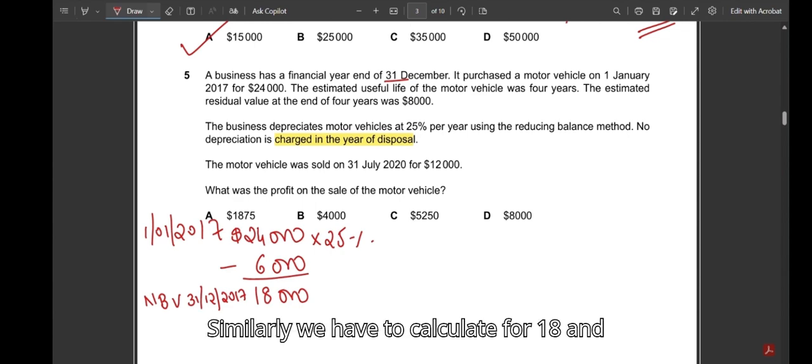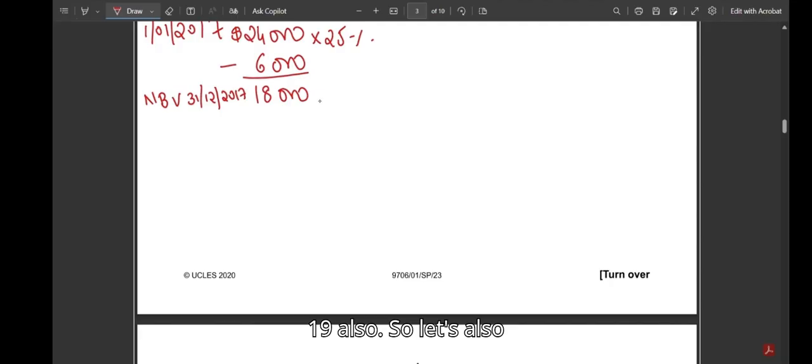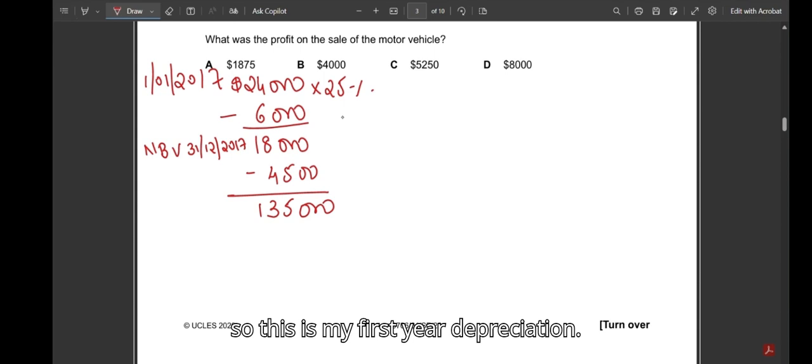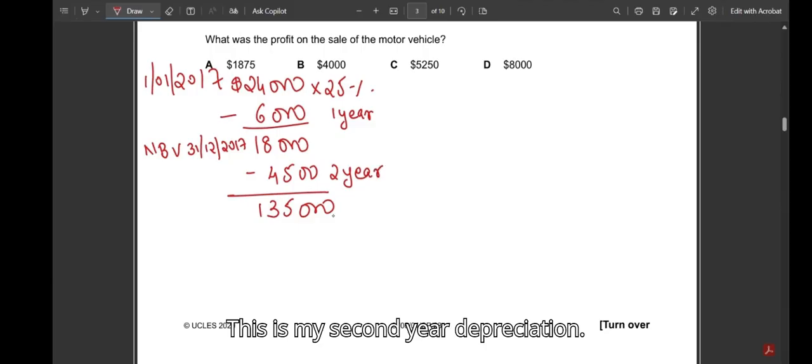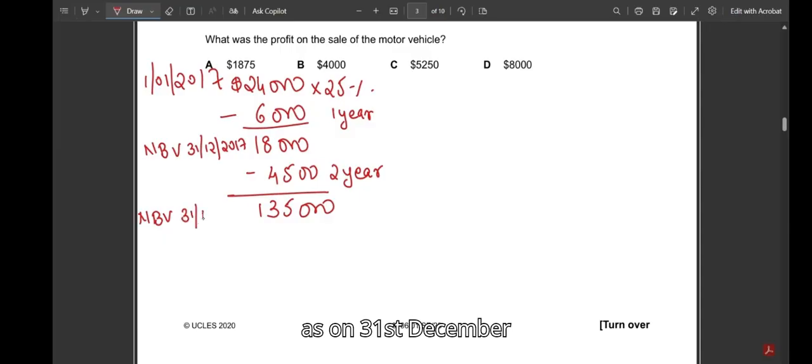Similarly, we have to calculate for 2018 and 2019 also. So let's calculate for 2018. 18,000 into 25% will give you 4,500. So this is the depreciation charge for 2018. If I minus it, it will come to 13,500. All right, so this is my first year depreciation. Remember one thing, this is first year. This is my second year depreciation. This is nothing but my net book value as on 31st December 2018.